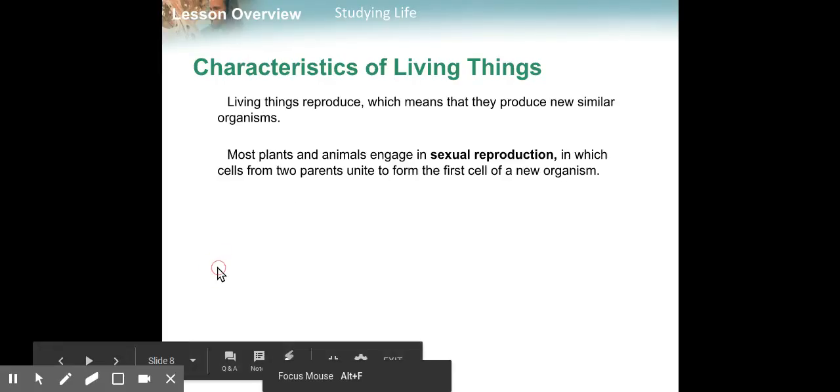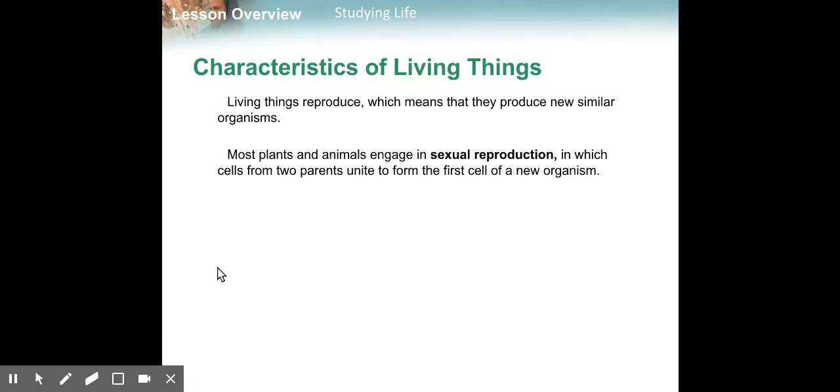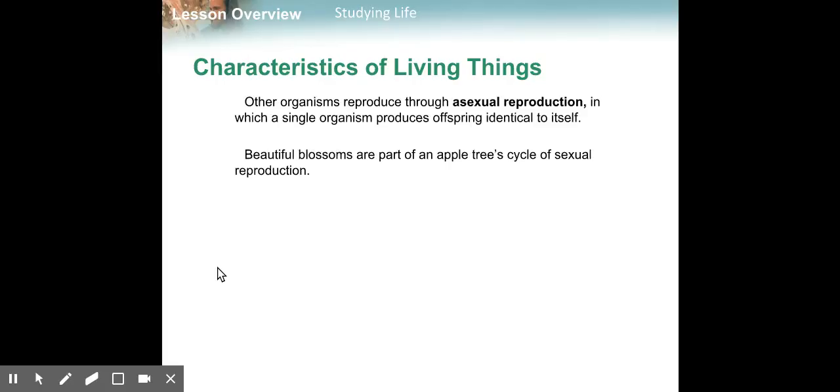And my slide does not want to go. There we go. Okay, so living things reproduce. So they make new organisms. Those new organisms are usually pretty similar to the original organisms. So in most cases, plants and animals have sexual reproduction. So two parents form a new organism. And other things reproduce through asexual reproduction. So one organism produces an offspring that's identical to itself. We can go out to the greenhouse most of the time during the spring, take a cutting off a plant, and grow a new plant that's exactly identical to the original plant.